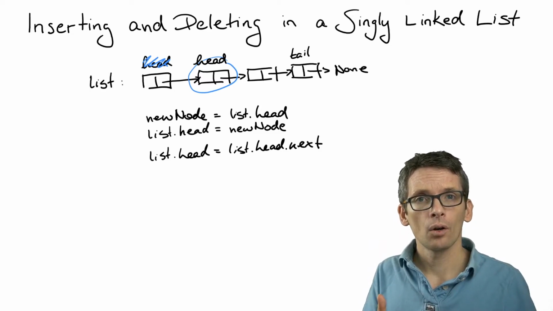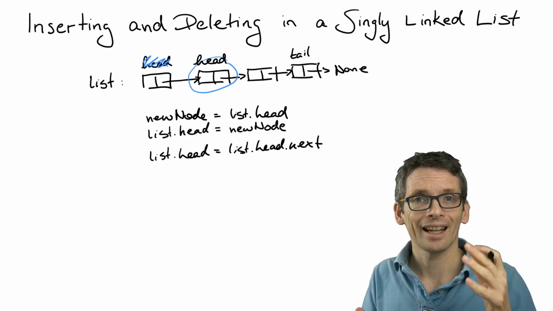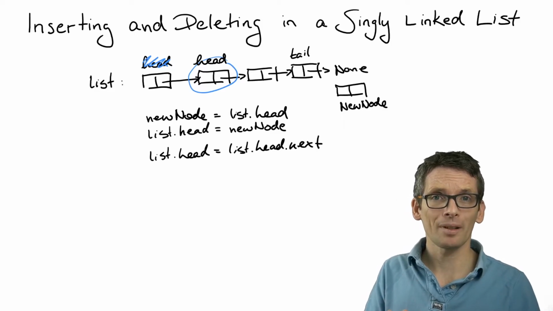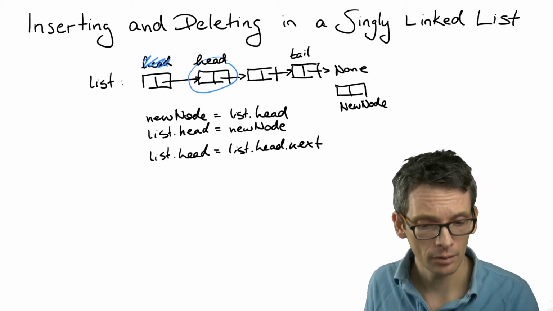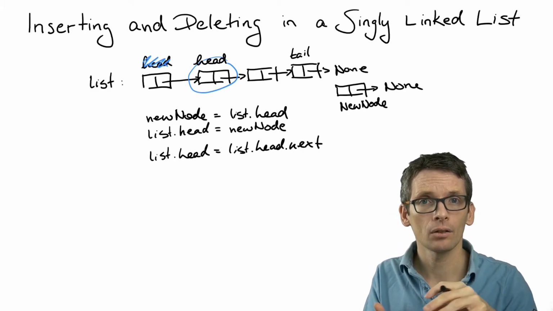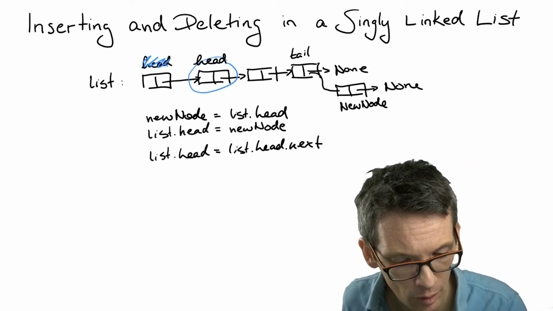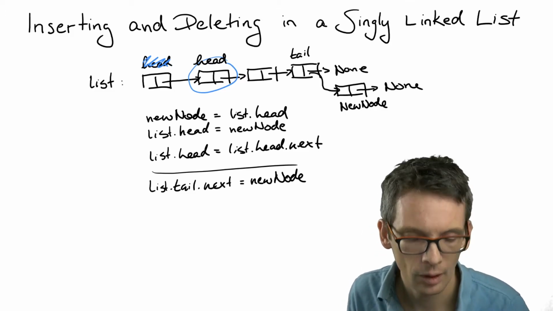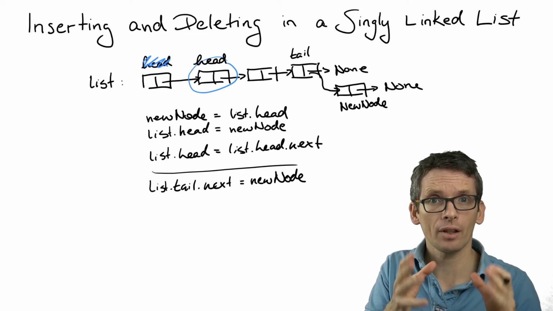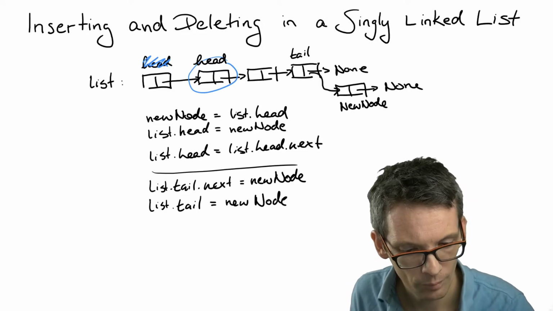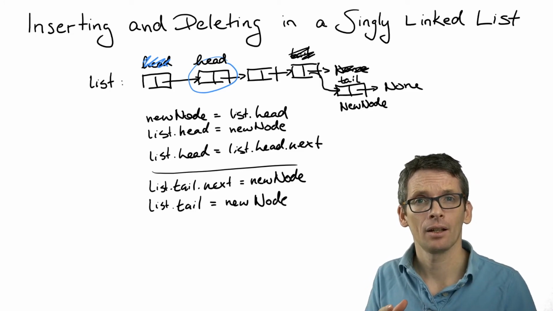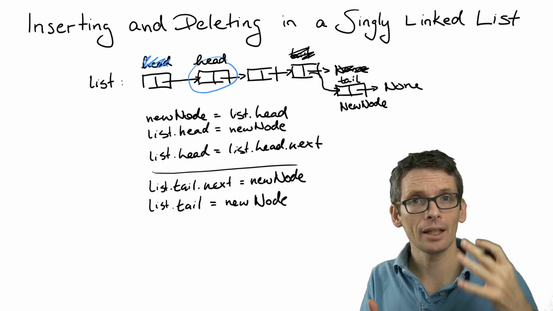If we have done so, we can very easily insert at the end. If we have a new node, because it will be the last node, its next should be none. And we simply need to set the next of the current tail to this node. And then we need to set the tail to be the new node, because this is now the last node. And again, we're done.